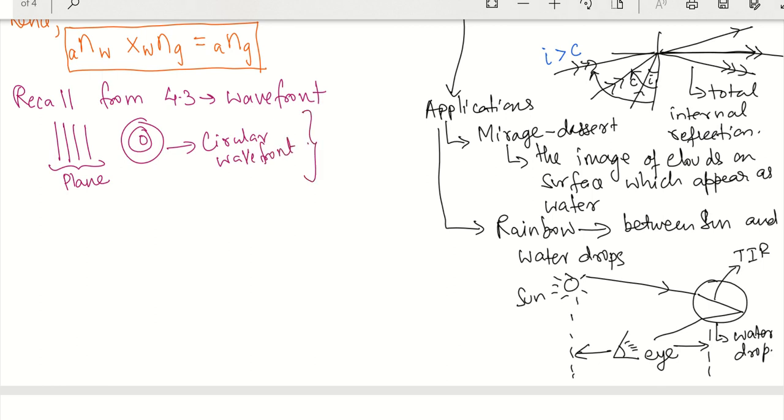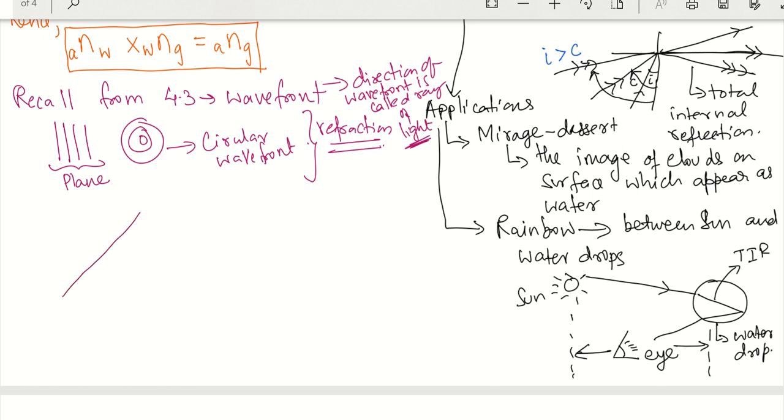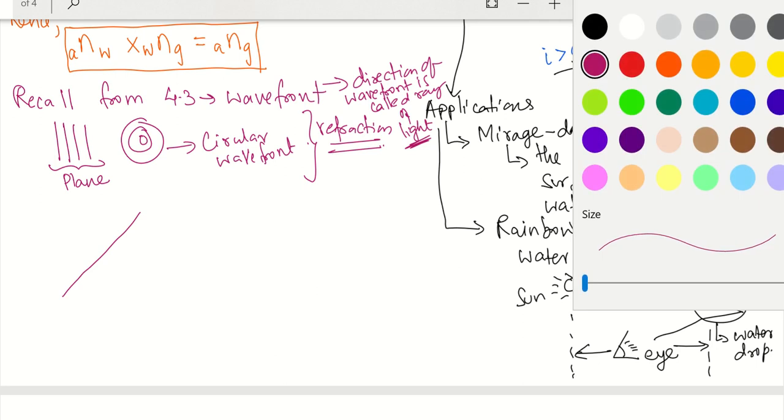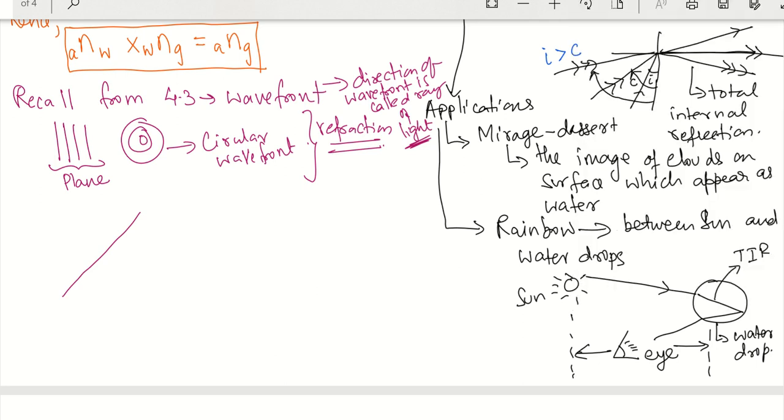Now how do we apply these things to refraction? So you should also know that the direction of wavefront is called ray of light. Okay, that's a very important thing here. So if I have a surface, for example, say this is a surface, okay, and I have these as my wavefronts. So these are the wavefronts, see, these are the wavefronts.